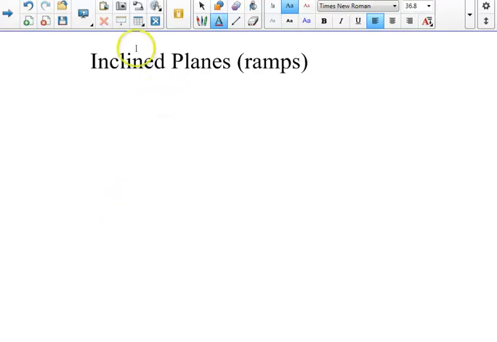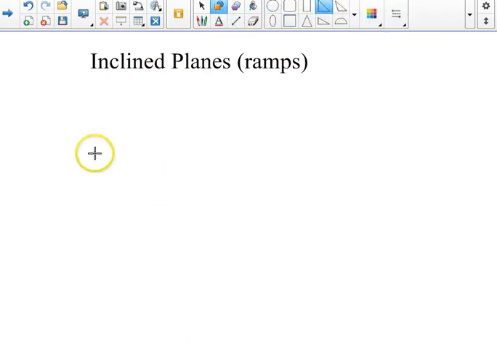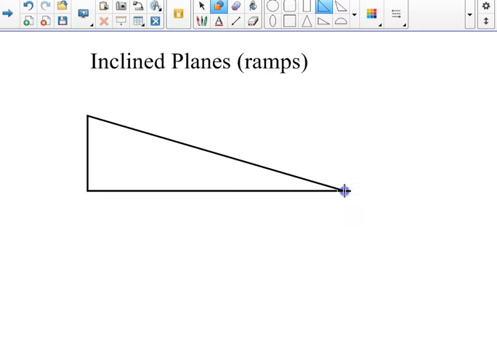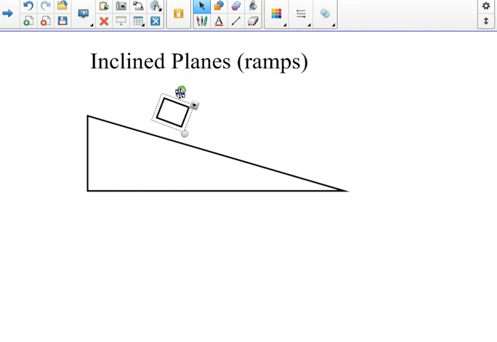Okay, so we're going to work on how to handle inclined planes, ramps in other words. So let's go to shapes here and create ourselves an inclined plane. Boom, there it is. So we have an inclined plane, it looks like this, and we have some object on the inclined plane. So we'll create a little box, boom, rotate it to match.